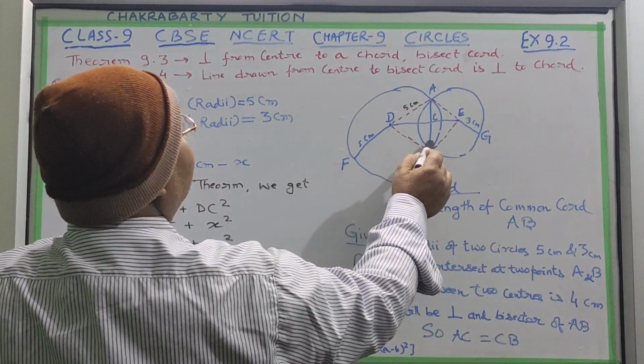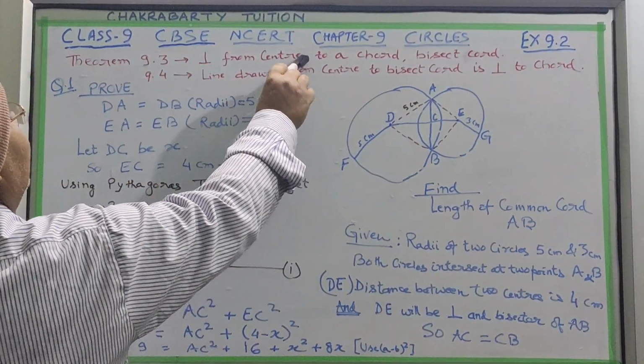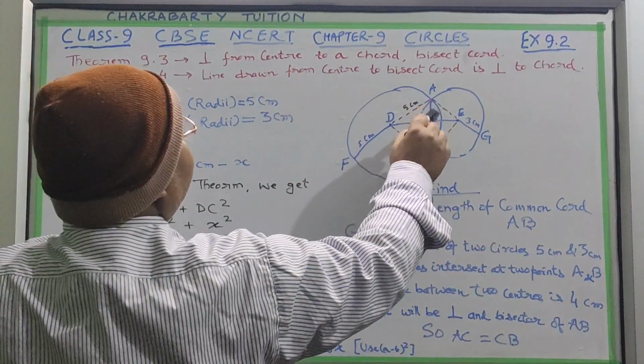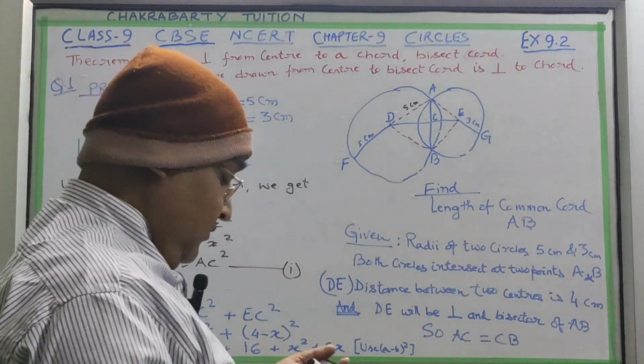AC will be equal to DB. Based on this, and this is opposite to this theorem, just reverse of this theorem. So based on this, the question is given. So what you have to prove?